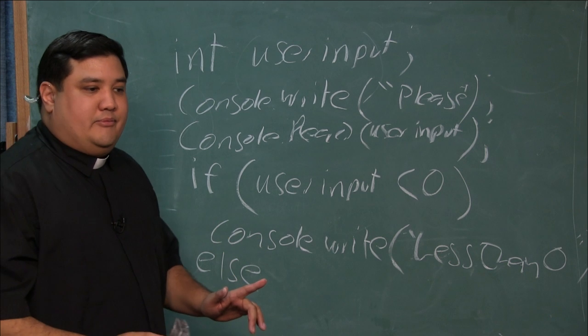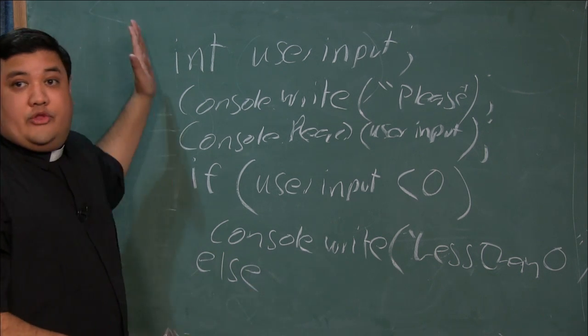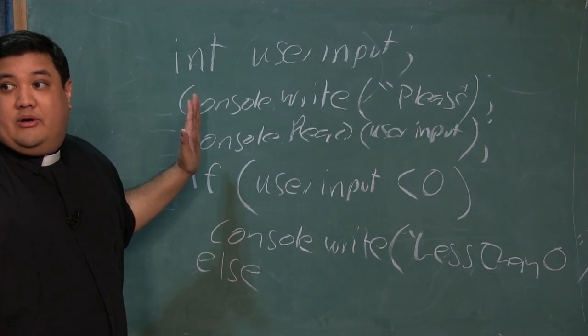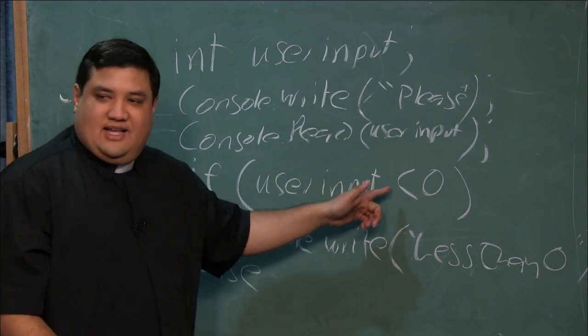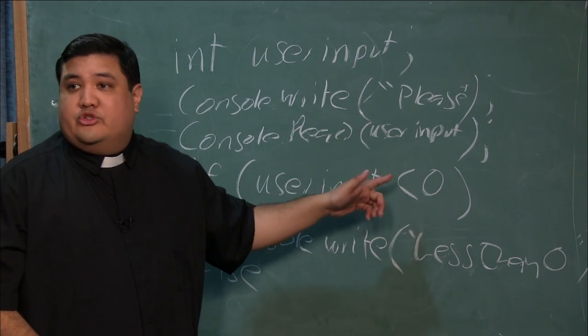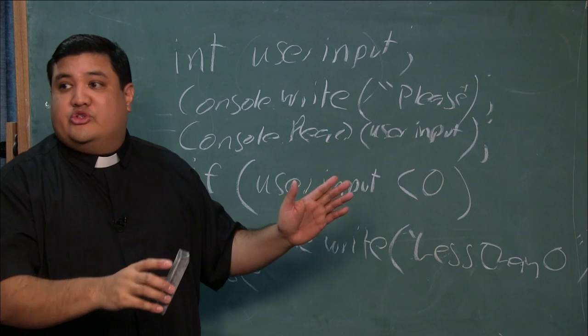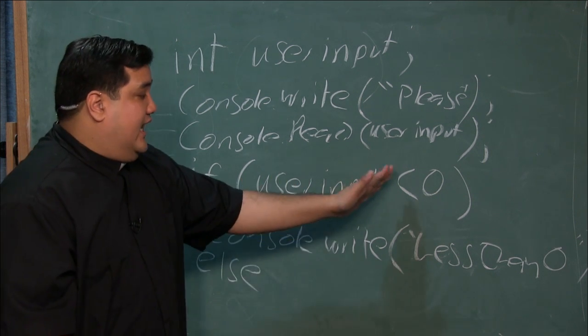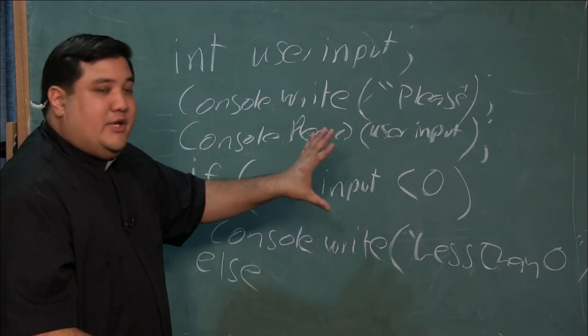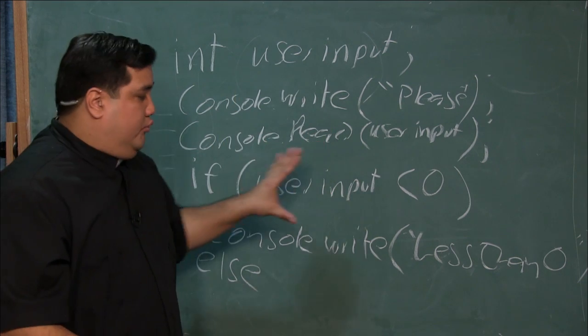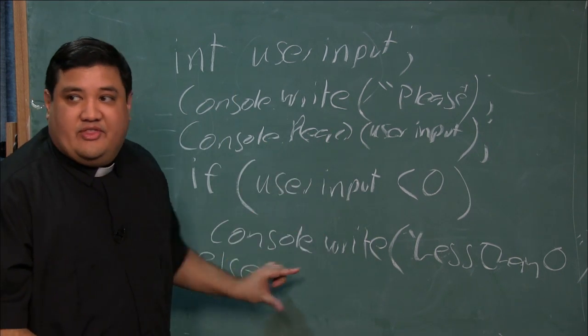It's a bit more complicated, and I can use all of those relational operators that I talked about before. So I could use less than, I could use greater than, I could use equal to, less than or equal to, greater than or equal to, not equal to. They can all fit inside this condition and let me know whether or not I'm going to run whatever code I write in the if and the else sections.